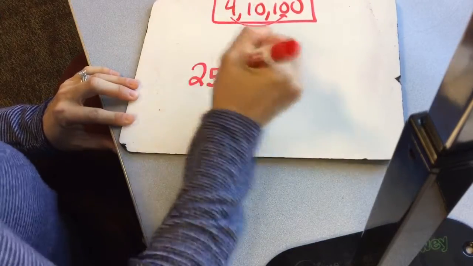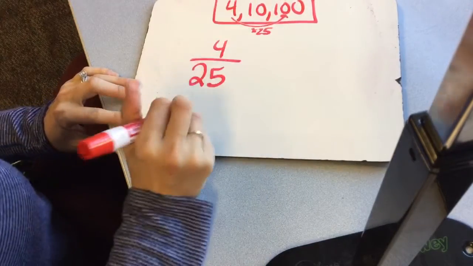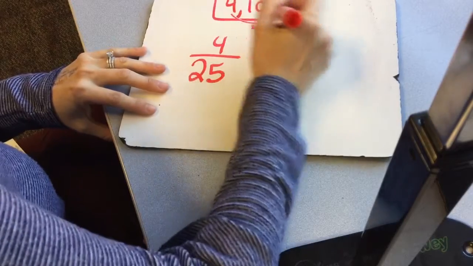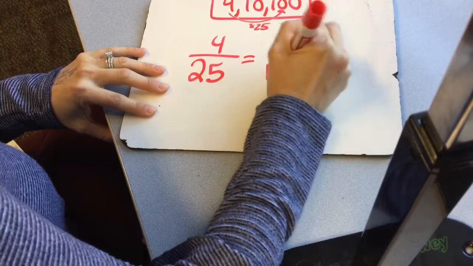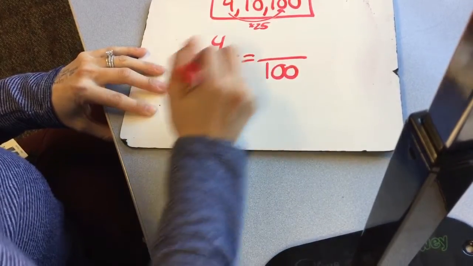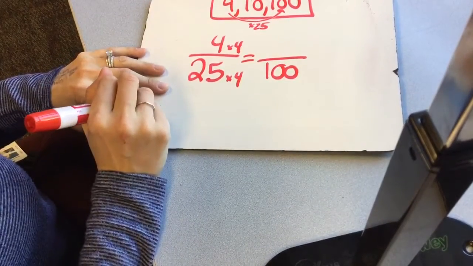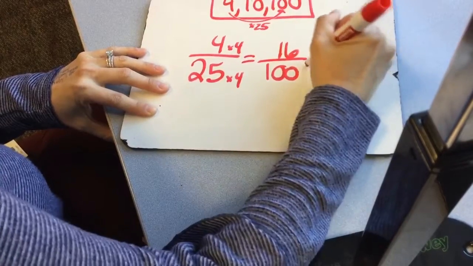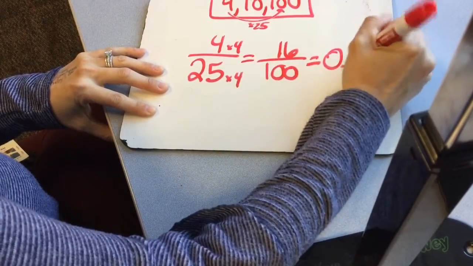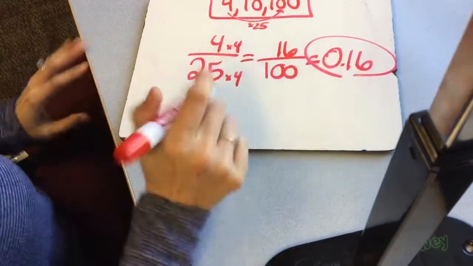Another one that we've learned how to do is if there is a 25 on the bottom. If there's a 25 on the bottom, I'm going to change it to 100 on the bottom, so I can make that into a decimal. I multiplied by 4. So on the top I need to multiply by 4. I get 16 hundredths, which I can write as a decimal. Most kids can understand these.